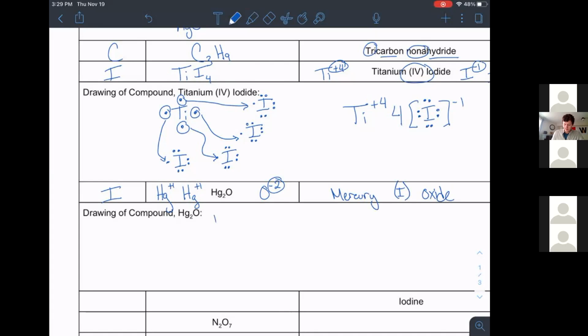When we draw this one out, we have mercury with its 1 valence electron. We have 2 of them. And we have 1 oxygen with 6 valence electrons. And we're going to show that transfer of electrons again. Writing our ion form of 2 mercuries with a +1 charge each. And the 1 oxygen with its 8 valence electrons, giving it a -2 charge.